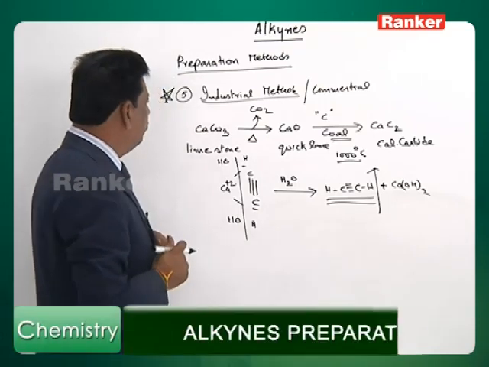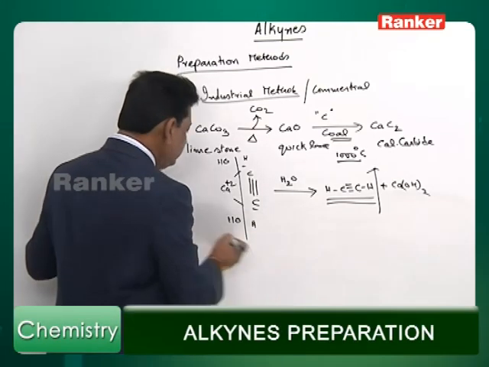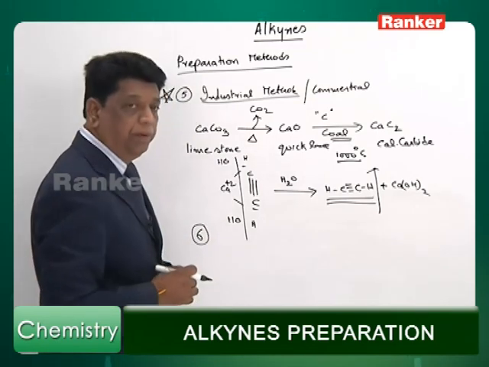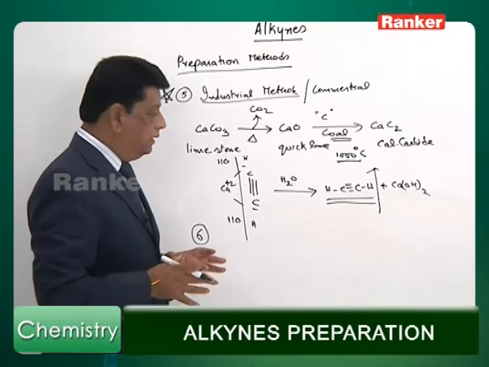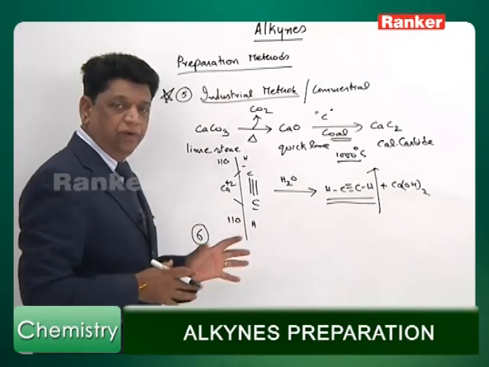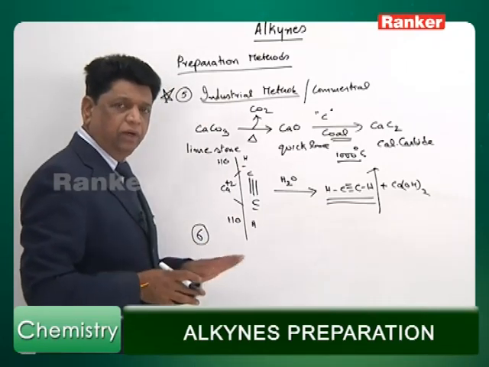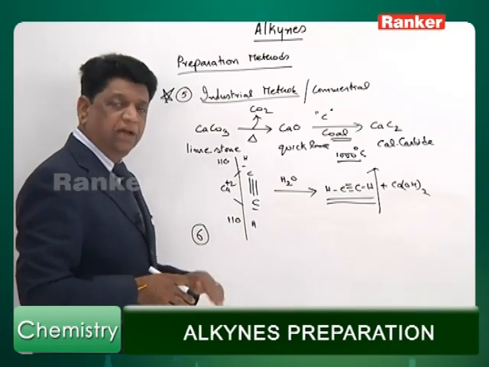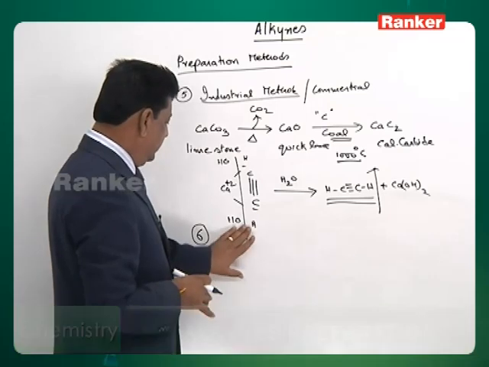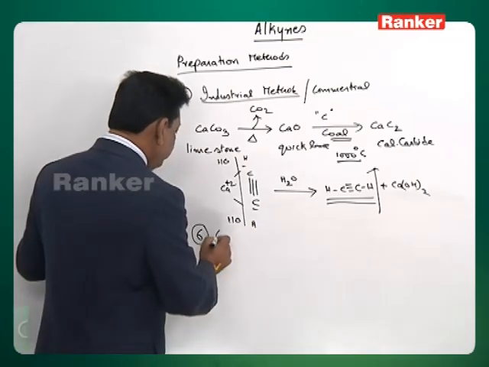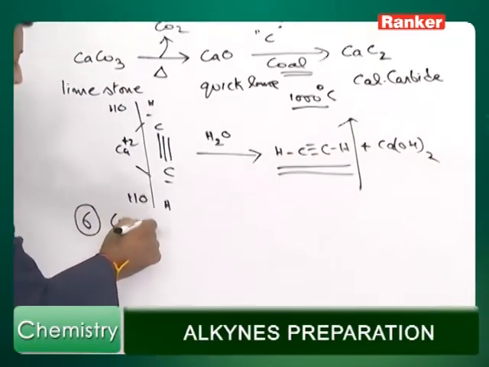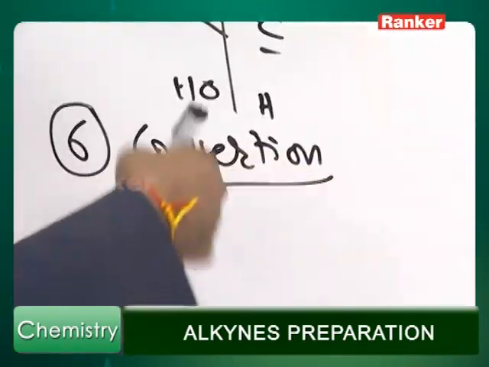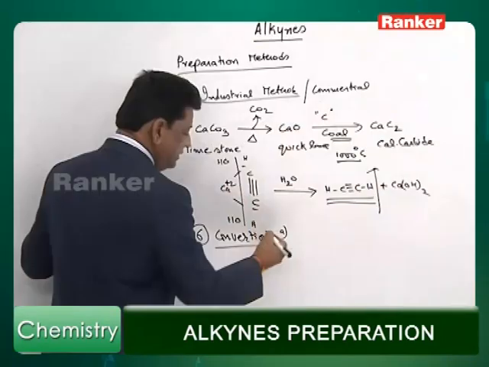However, we have one more method, the last method. In this method, we are not going to prepare the triple bond. We have constructed it so far, isn't it. But in this method, we are taking one alkyne and converting it into another alkyne. Conversion of one alkyne into other alkynes. There are 3-4 methods.